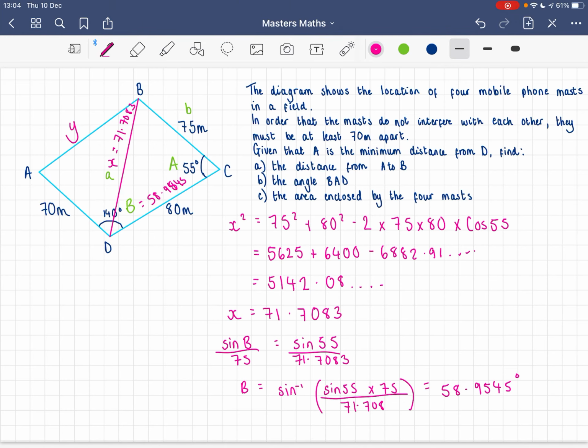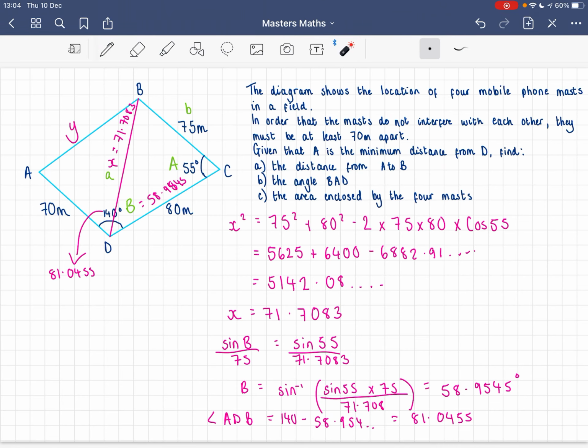58.949545, which means that this angle, this ADB angle, is 140 minus that answer, which gives me 81. So I'm just going to write it. Angle ADB is equal to 81 point. Let me write what I've done. I've done 140 minus 58.954, etc. And that gives me 81.0455. So now that I know that, this angle here is 81.0455. Now that I know that, I can use cosine rule to finish this question off.